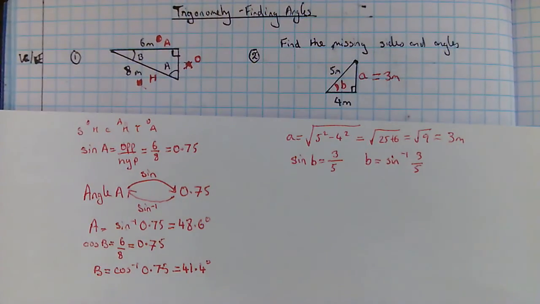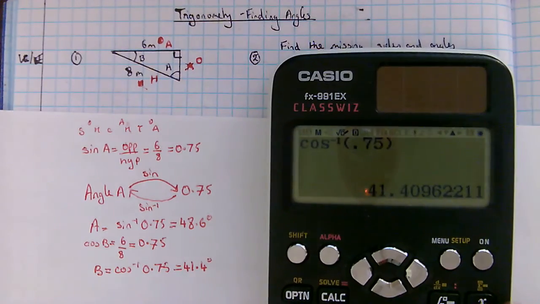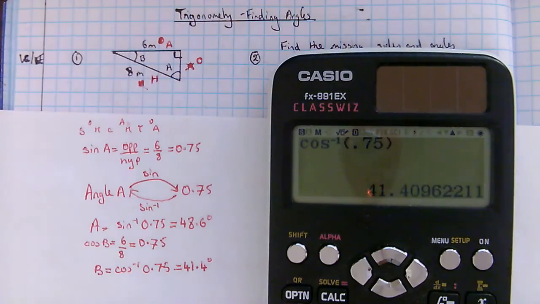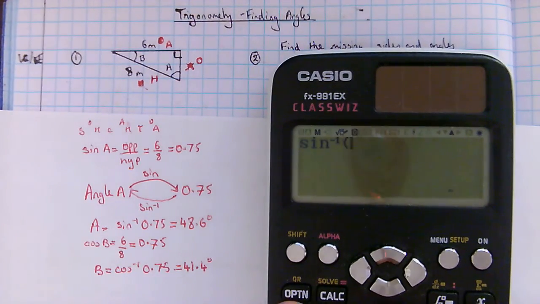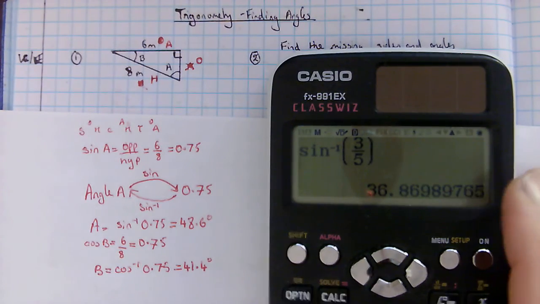I haven't actually worked out 3 over 5 yet here, but I can just do it directly on my calculator. So I'm going to do shift sine 3 over 5, which gives me my answer of 36.9 degrees.